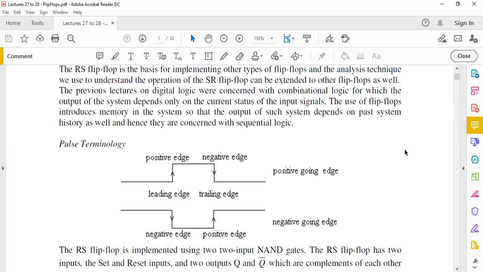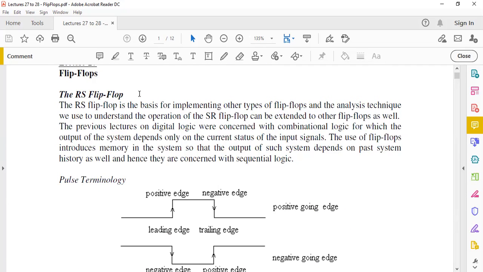Okay, so let's consider the first type of flip-flop. It's called the RS flip-flop. R stands for reset and S stands for set. Basically, we're studying a hardware device which allows us to set the output high or to reset it to low.